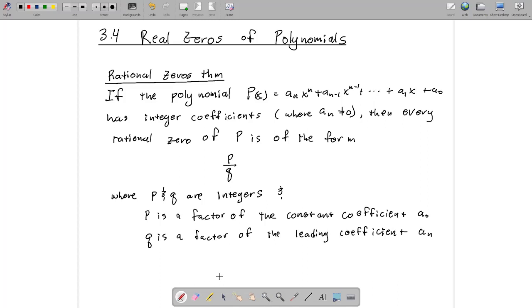Now, I know this is a lot to take in. Basically, what we're saying here is that if we have a rational zero of this polynomial, meaning that when you plug that 0 in for x, you get 0 on the right here. If that is a rational zero, then the rational number is going to be of the form p over q, where p is a factor of a sub 0 and q is a factor of a sub n.